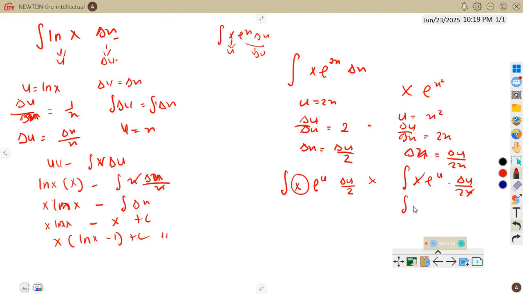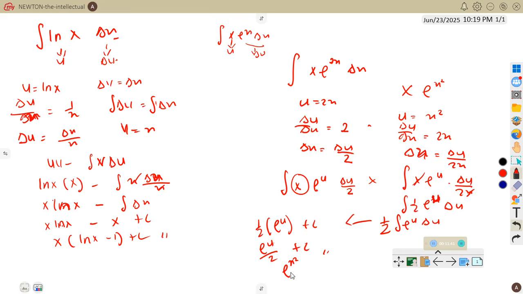So now we have the integral of 1 over 2 e to the power of u du. This 1 over 2 can come outside, so we have 1 over 2 the integral of e raised to u du. Then the integral of e raised to u is still e raised to u, plus c. So you have e raised to u over 2 plus c. Then your final answer, because we're going to replace this u with x squared, is e raised to x squared over 2 plus c. So you can see it's very, very simple. So this one is substitution.